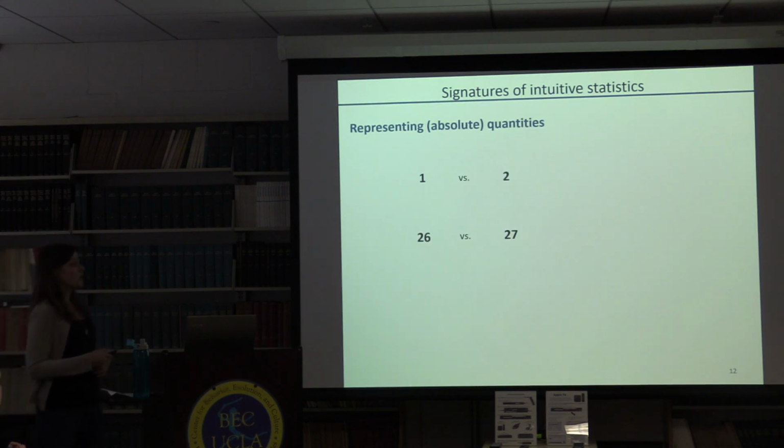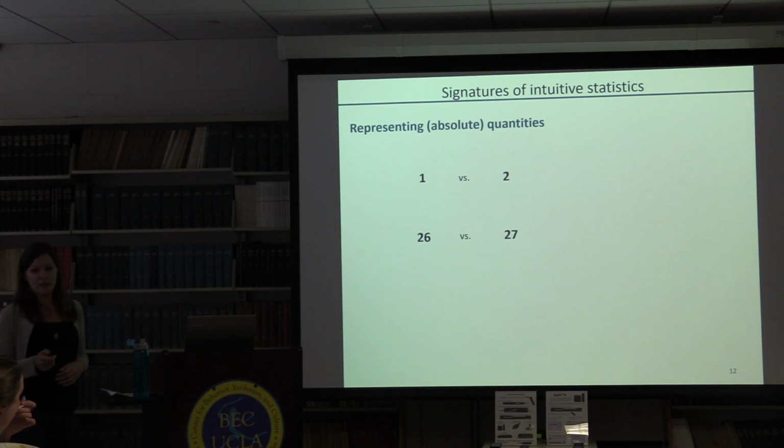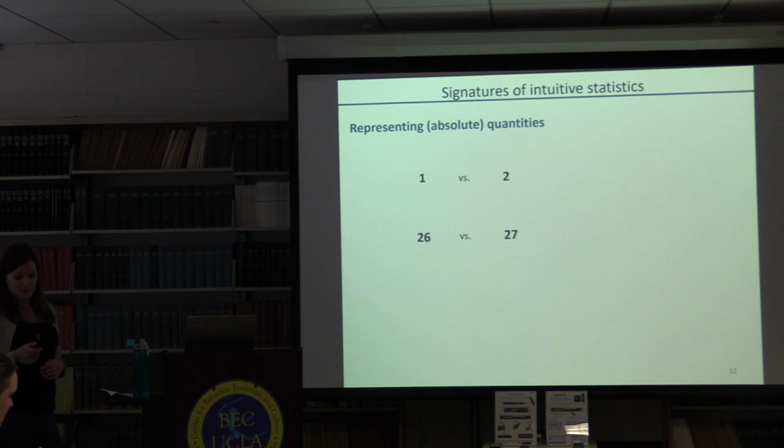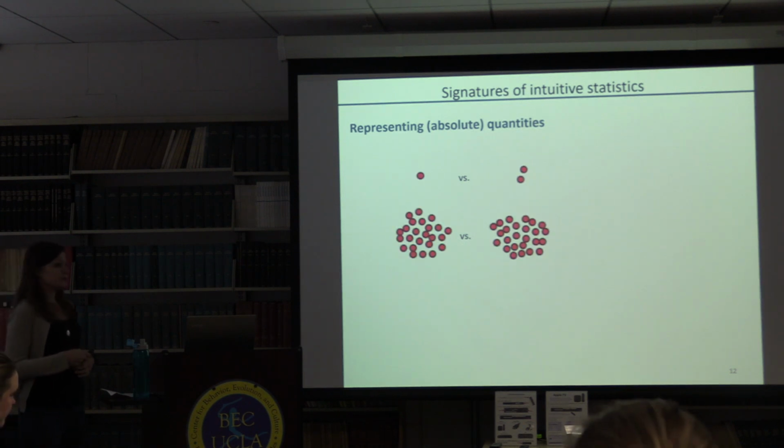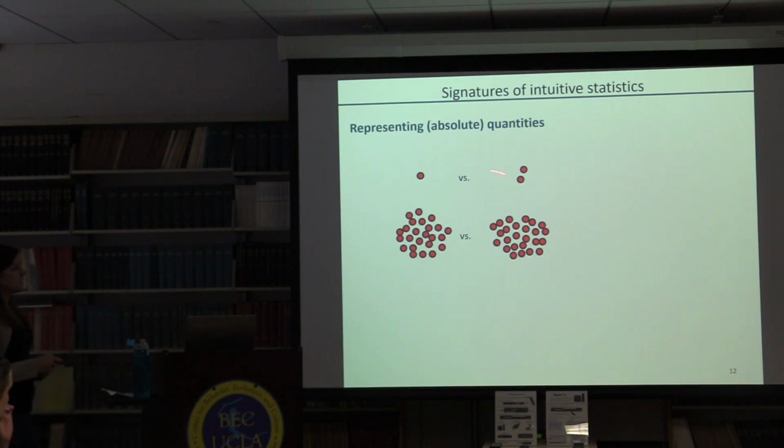So if I'd ask you, which number is larger, 26 or 27? Each of you could tell me it's 27, just as easy as if I would ask you to compare 1 and 2. And this is one of the great advantages of our symbolic number system, because if you look at the respective quantities, then suddenly this task gets way more difficult. Right? Suddenly you cannot discriminate 26 from 27 anymore without counting, even though the absolute difference between these 2 quantities is the same.